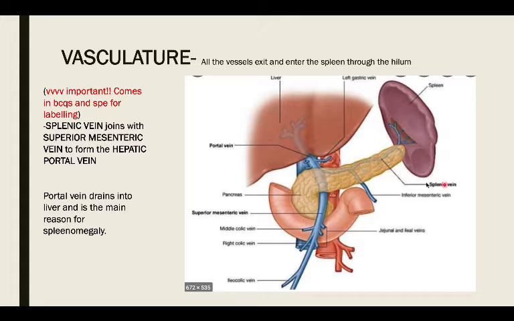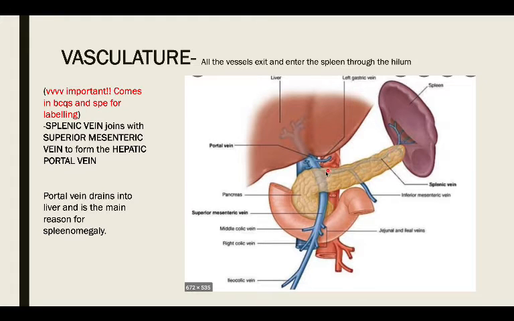So you can see this is the spleen. There are three impressions: the gastric impression, the small colic impression, and then we have the renal impression. There's the hilum between these impressions, and it's basically a gateway. You can see the splenic vein coming outside. The splenic vein is going to join with the superior mesenteric vein, and they're going to join and form the hepatic portal vein.